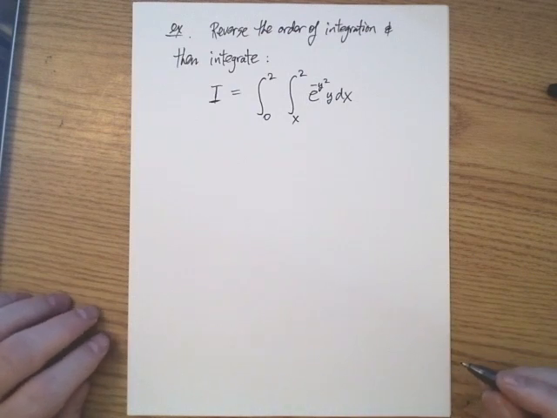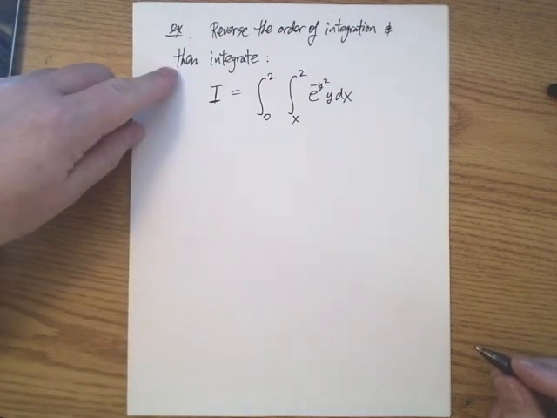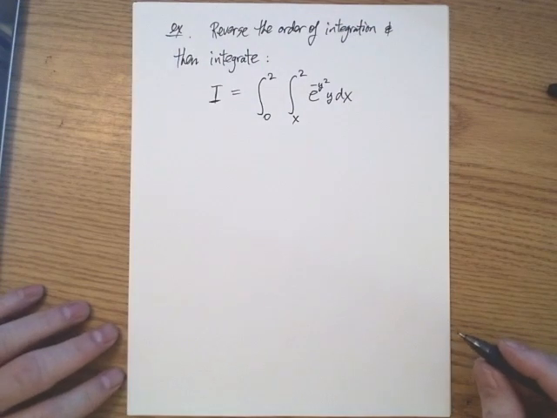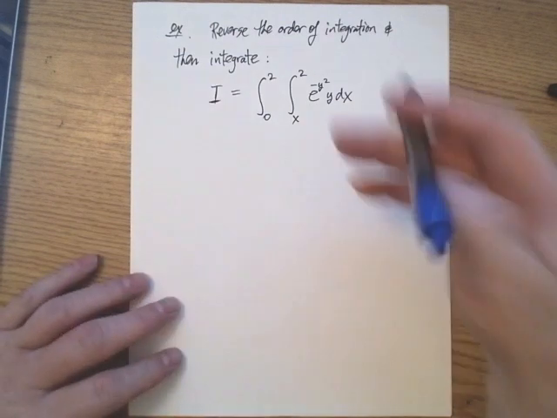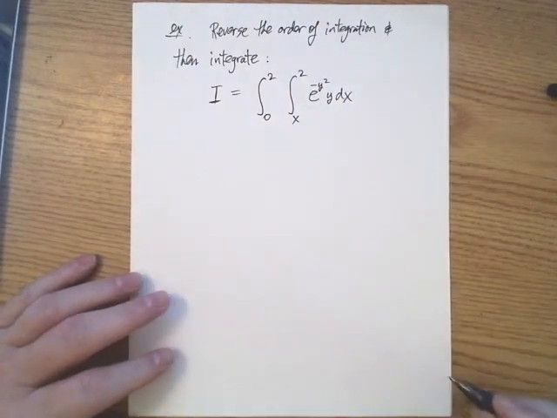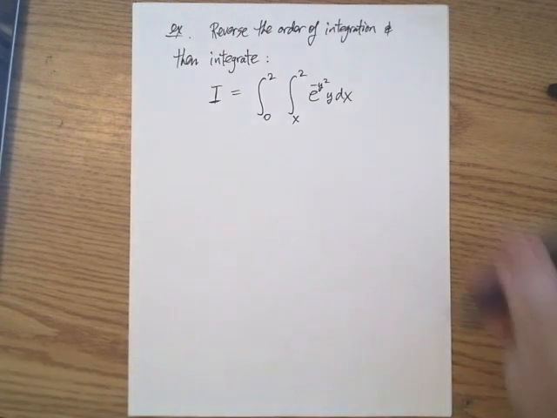Let's do one last example of reversing the order of integration. This time I'm actually going to integrate because I've given you a particular integrand. The first thing I would like to mention: if you take a look at this inner integral, you could try to find an antiderivative for that. You will fail. That is a transcendental integral.